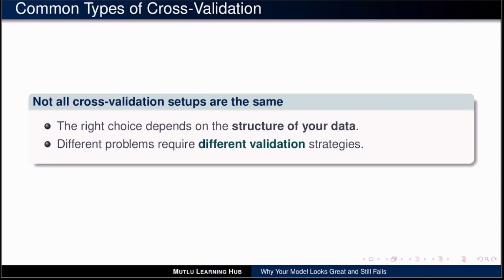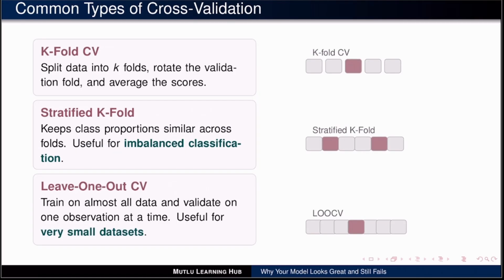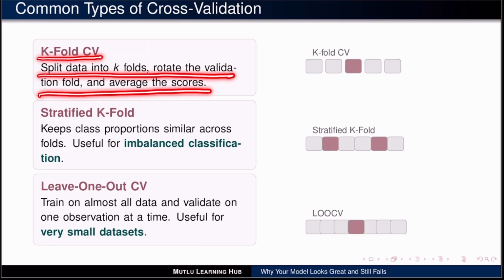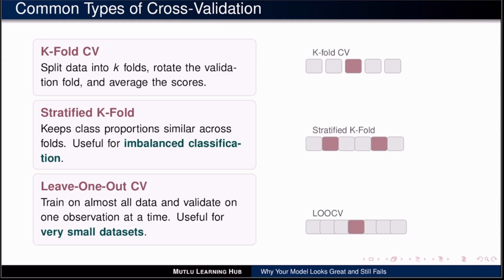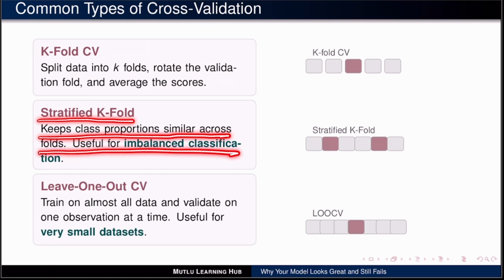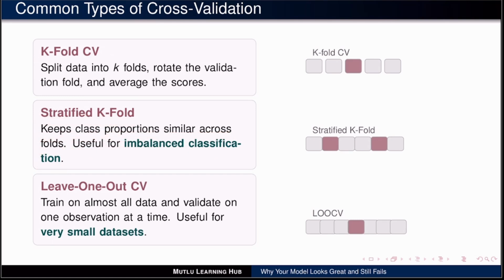At this point, it's also important to say that cross-validation is not just one thing. There are different versions, and the right choice depends on the structure of your data. Different problems need different validation strategies. Here are common ones. First, standard k-fold cross-validation. This is the general purpose version. You split the data into k folds, rotate the validation fold, and average the results. Second, stratified k-fold. This is especially useful for classification problems when the classes are imbalanced. The idea is to keep the class proportions roughly similar across folds.